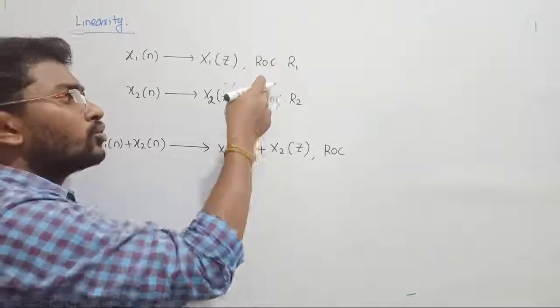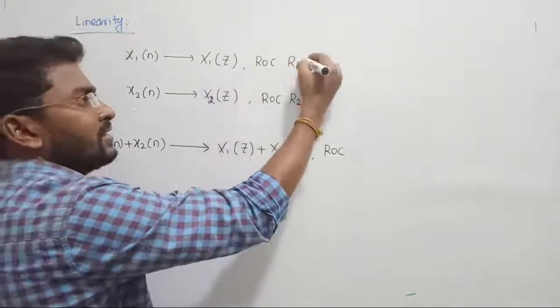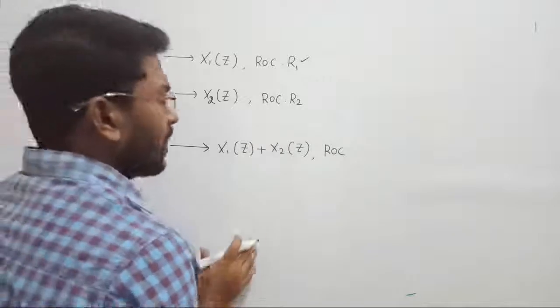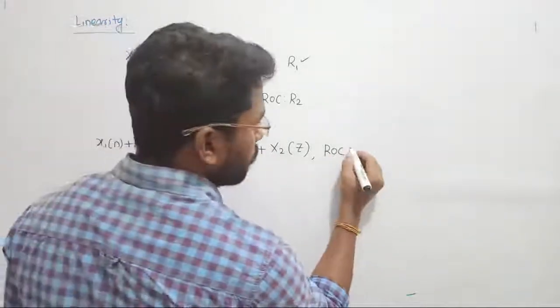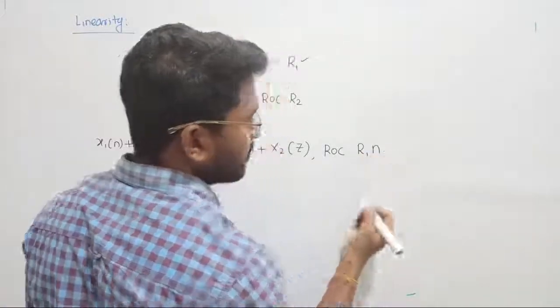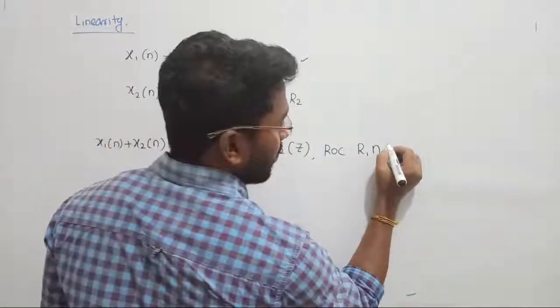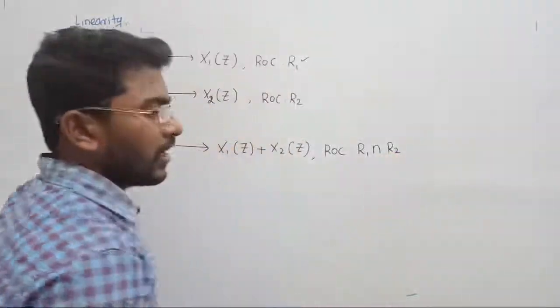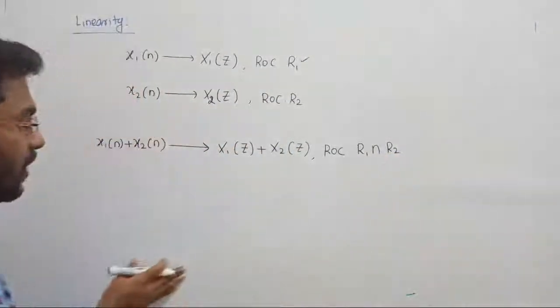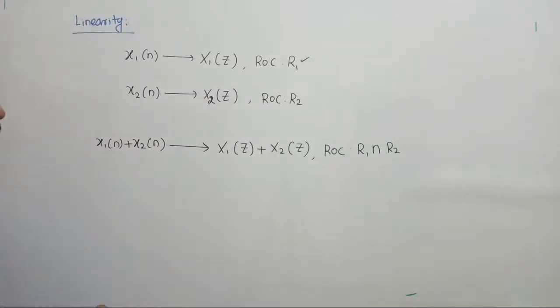I have two systems here. System number 1 has the ROC of R1, system number 2 has the ROC of R2. If I club them together, then the resultant ROC is going to be the common region, that is, the intersection of R1 and R2. The area where they overlap each other is called the region of convergence when we club these two signals together. Clear? So this is all about linearity.